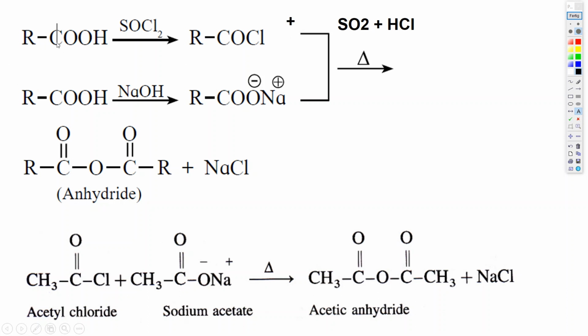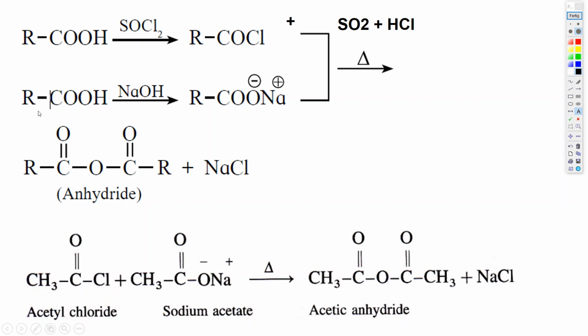So carboxylic acid R C double bond O, OH, when heated with thionyl chloride, the minor products are SO2 and one hydrogen and one chlorine, HCl, and one chlorine atom takes the position of this OH group. It will lead to the formation of this acyl chloride R C double bond O, Cl. We already discussed this reaction. I already told you how to write this product R C double bond O, Cl.